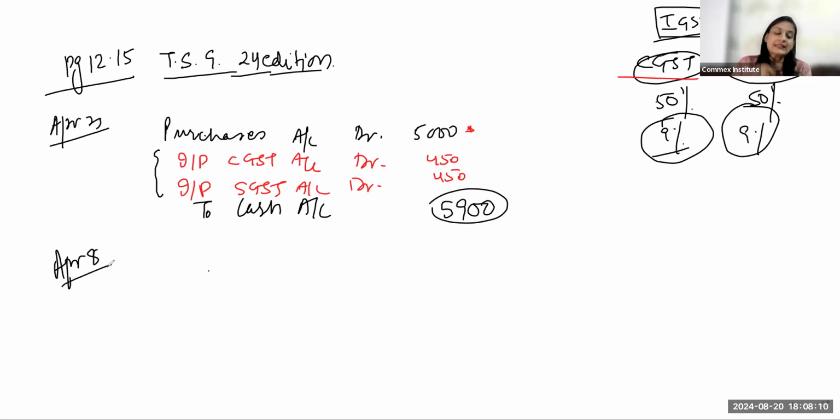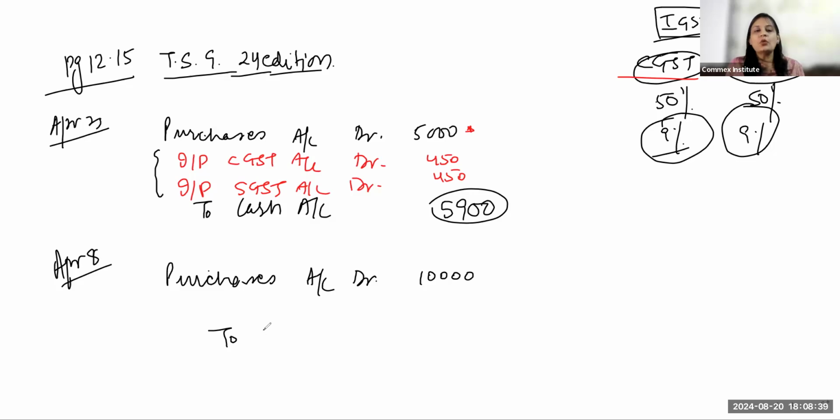April 8. Now, what is this? April 8 is a credit transaction. Because the name of the party is given, name of Karam is given: purchase goods from Karam for 10,000 plus CGST, SGST 9% each. So the name of the party is given, and it is not mentioned that it's a cash transaction. So it is a credit transaction. So my normal entry would have been purchases account debit, the amount is 10,000. And to, I'm leaving 2 lines in between. To Karam account, we'll make Karam our creditor.